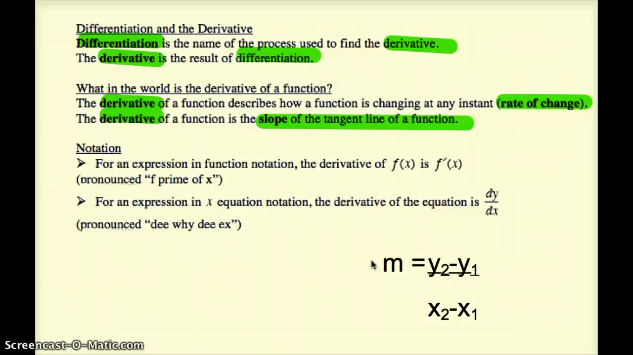And just some new notation for you. We are going to be seeing a symbol that has an f apostrophe x. It's pronounced f prime of x, and it's stating that this is a derivative. Another way to write a derivative, or the symbols for derivative, is dy dx. It's pronounced dy dx. And this is another way of writing a derivative.